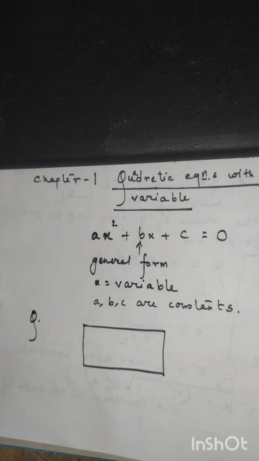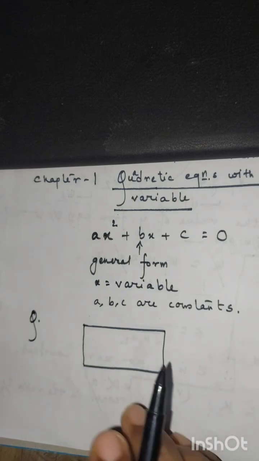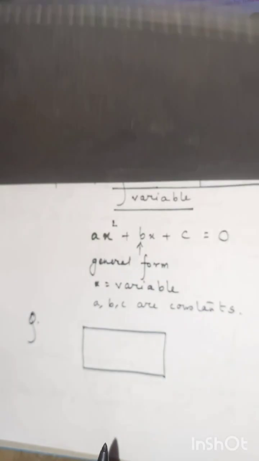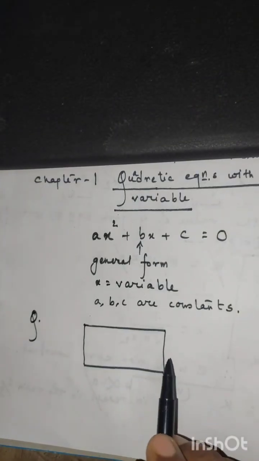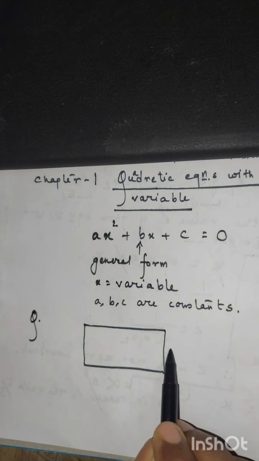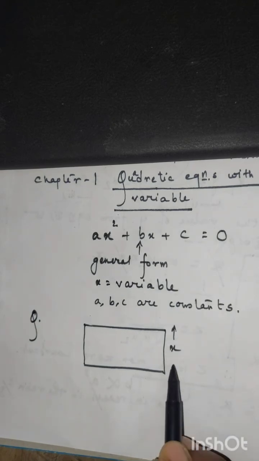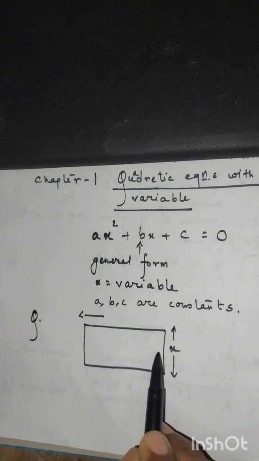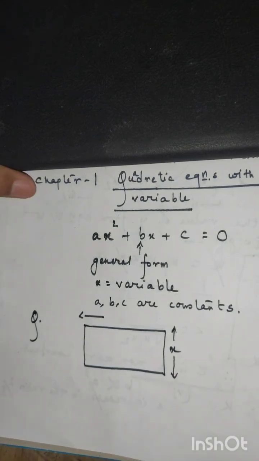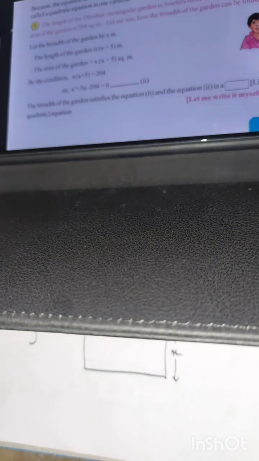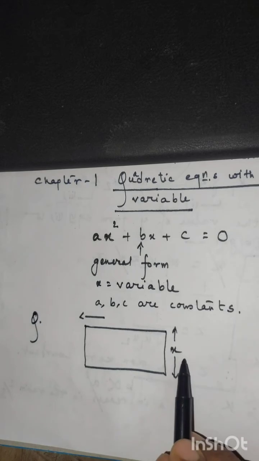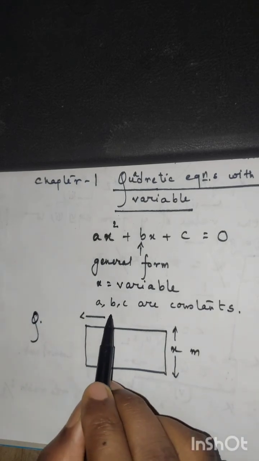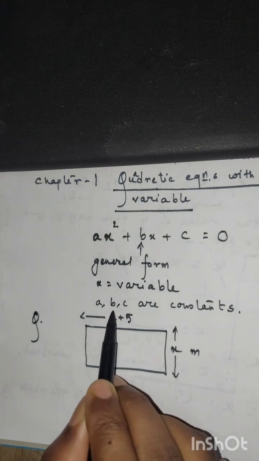We have a rectangular garden where, say, the breadth of this garden is x. According to the question, the length of this garden will be 5 meter more than the breadth. So it is x meter, so it should be x plus 5 meter.